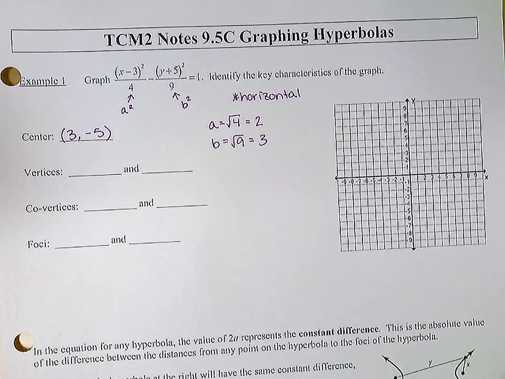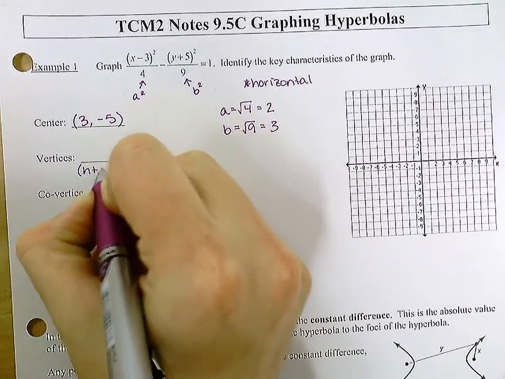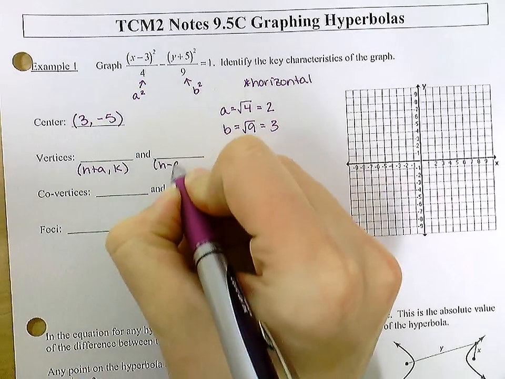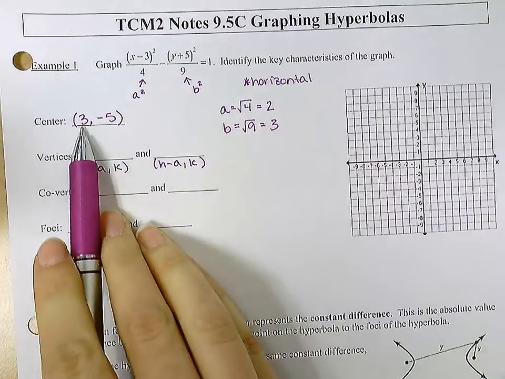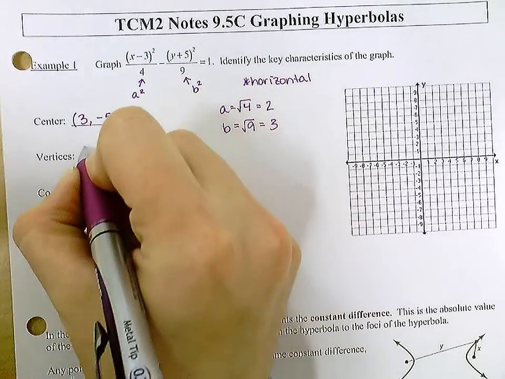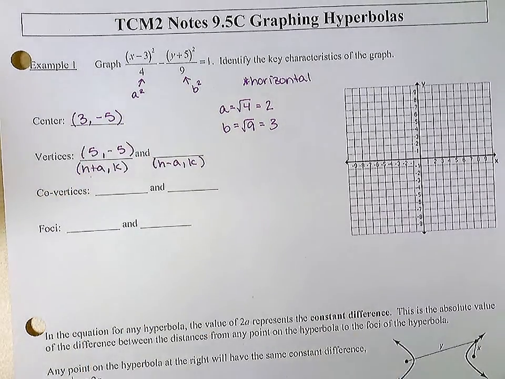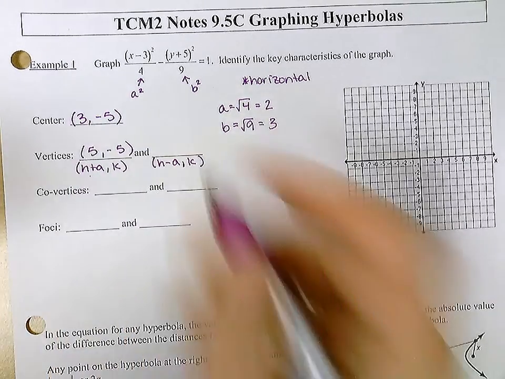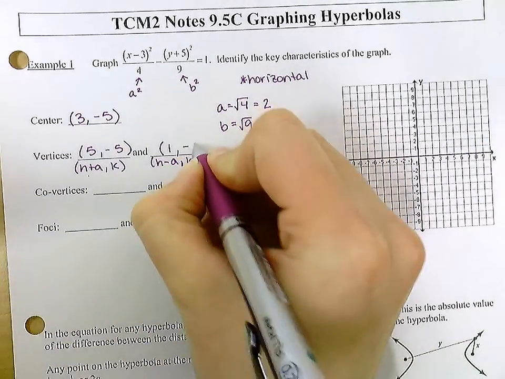Now your equations for your vertices here, since it's horizontal, we're going to take h plus a and h minus a. So our h value is 3. We're going to add our a value onto that. So 3 plus 2 is 5. And then we'll keep k the same at negative 5. Now subtract a. So we have 3 minus 2 is 1. And then again, keep k the same at negative 5.